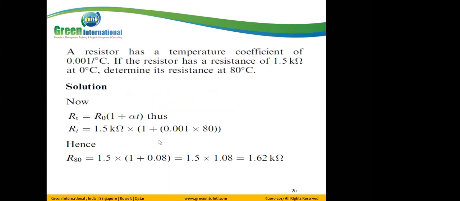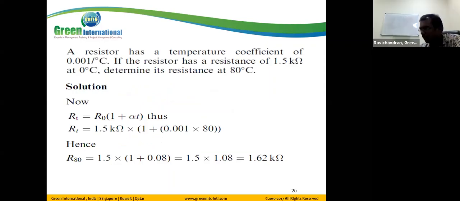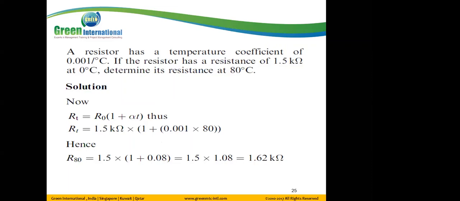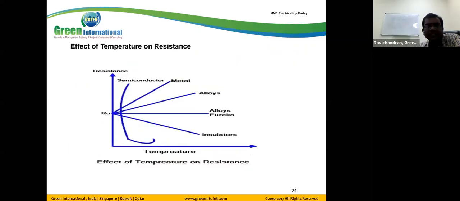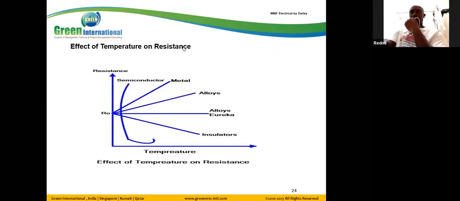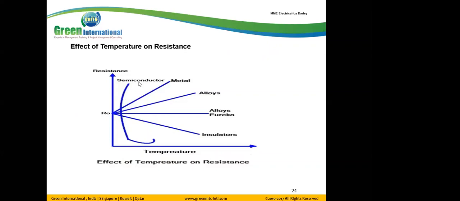I didn't get it, sir. So based on this formula, they have derived. For semiconductors, they have both a positive temperature coefficient and a negative temperature coefficient, because just see the graph.